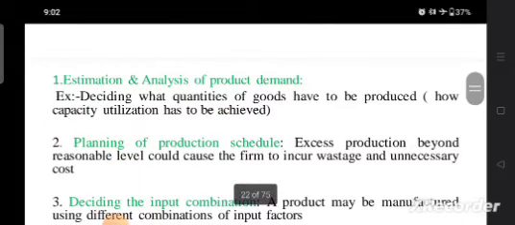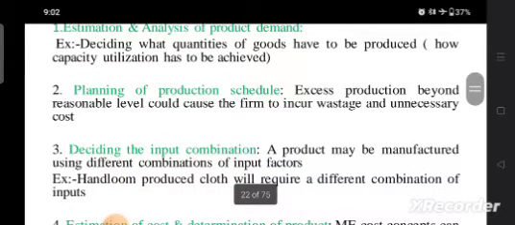So estimation and analysis of product demand is the basis for planning how production has to be carried out. For example, deciding what quantities of goods have to be produced and what capacity utilization has to be achieved. The next one is planning of production schedule. Excess production beyond a reasonable level could cause the firm to incur wastage and unnecessary cost. That means it may lead to inventory also. So we can overcome that by proper planning of the production schedule.